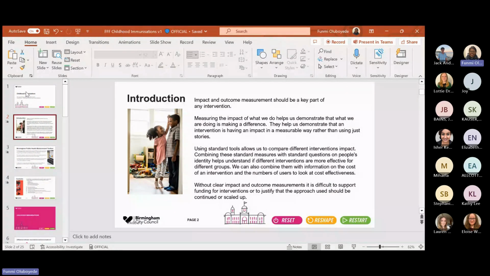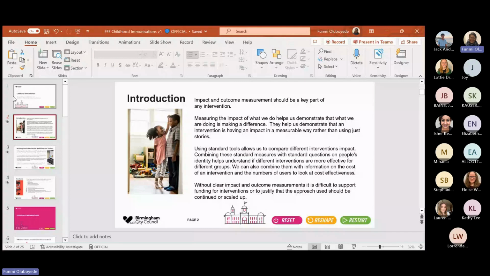So, impact and outcome measurements, of course, should be a key part of any intervention. That's because measuring the impact of what we do helps to demonstrate that what we're doing is making a difference, in a measurable way, rather than just using stories or anecdotal evidence. So we use standard tools to allow us to compare different interventions' impact, and combining the standard measures with standard questions on people's identity also helps us to understand if the different interventions are effective for different groups.